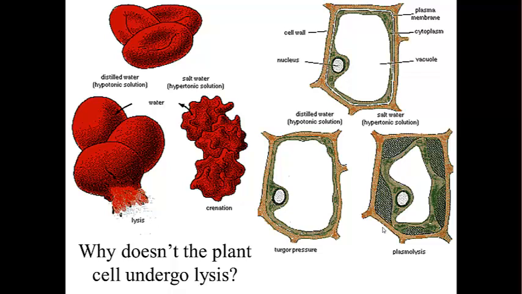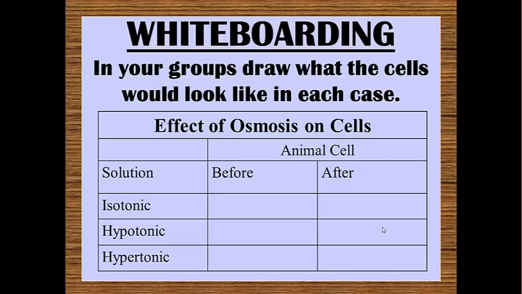All right, why doesn't the plant cell undergo lysis? That's a question we're going to answer in class, but I want you guys to think about that and bring that to me. Why won't a plant cell undergo lysis? I'll give you a hint. It has to do with the cell wall. Okay, so in class tomorrow, you're going to draw what the cells will look like in the different solutions. So that's just a preview of what we're going to do in class, probably as a warm-up.